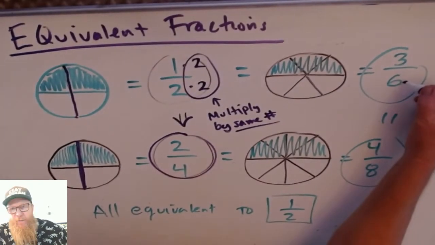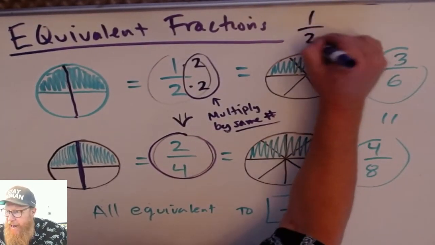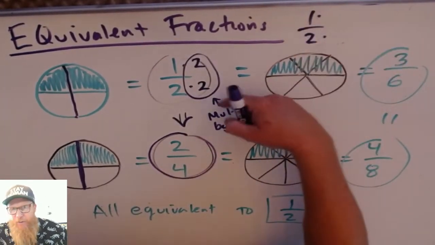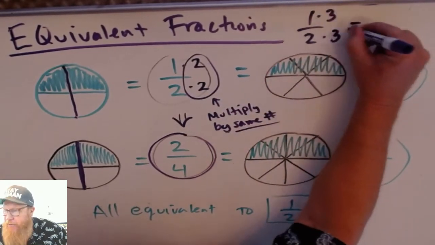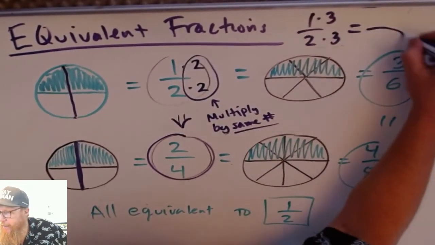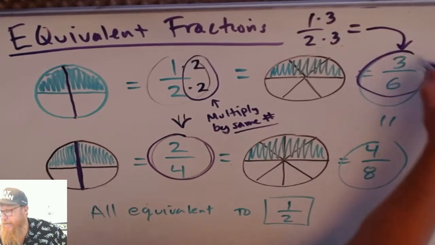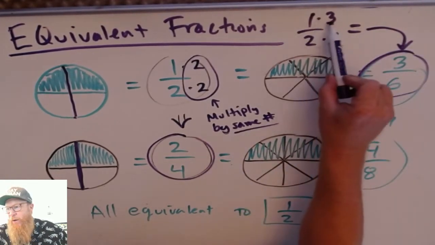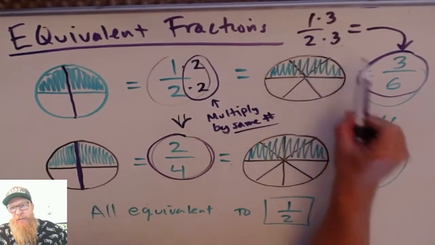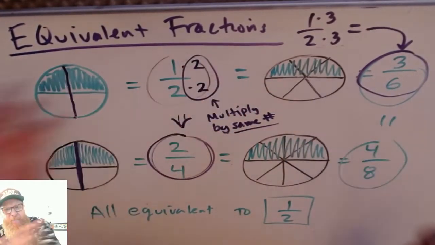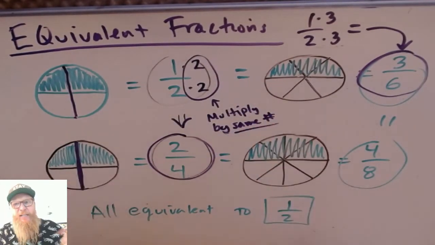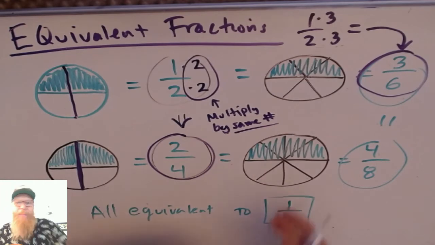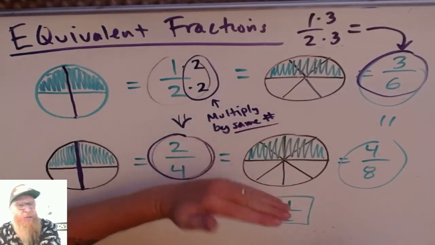You want to get a pizza with six slices? Start with one half. Instead of multiplying by two, multiply by three, and you will get 3/6. 1 times 3 is 3, 2 times 3 is 6. Well, now you've made enough slices, you've cut it into 6 slices. I'm still only eating half the pizza, by the way. I'm trying to save half of it.